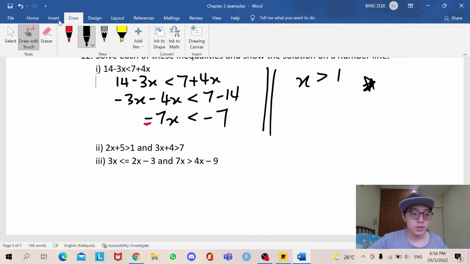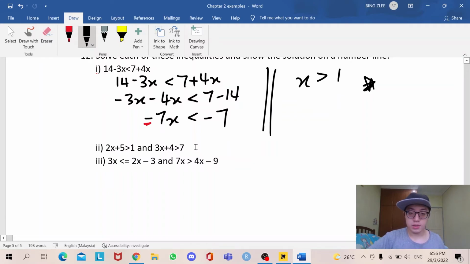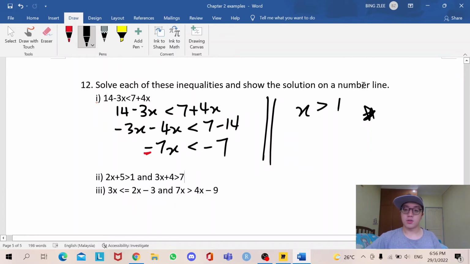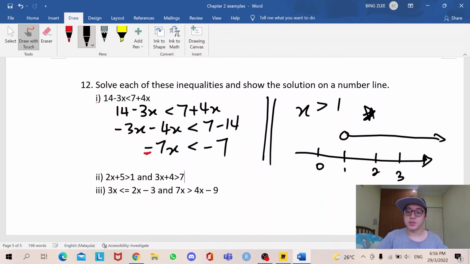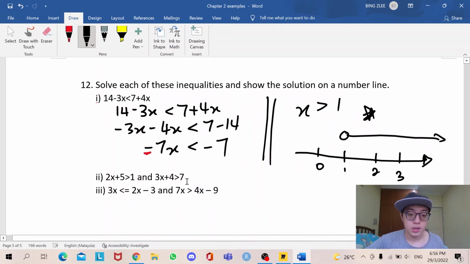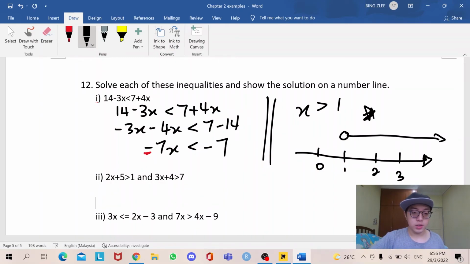All right. Before that, we need to represent this on a number line. So on a number line, this is 0, this is 1, 2, 3, and so on. So what you need to do is draw an empty circle followed by this. All right, so this is how you show it on the number line.